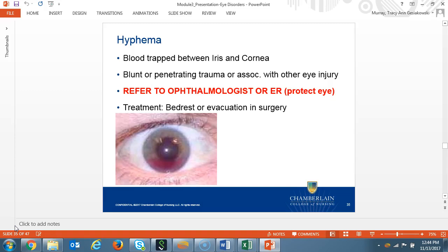Once properly evaluated, if the hyphema is considered to be mild and there's no other damage to the eye and no increased intraocular pressure, the patient will require bed rest at home or in the hospital, steroid and dilating eye drops, and frequent ophthalmology visits within the first 2 weeks to assess for rebleeding. For severe cases, an evacuation may be necessary in the OR.